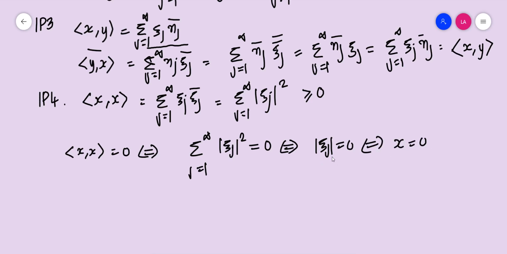When x is equal to 0, its sum is 0, which means this inner product xx should be equal to 0. Since this is the sum of positive numbers, it being equal to 0 means each of the components should be equal to 0. That's why this property has been established. So the fourth property has been established, which means that L2 using our inner product is actually an inner product space.